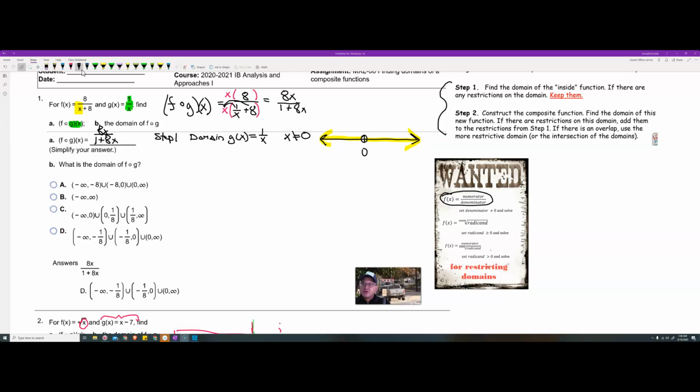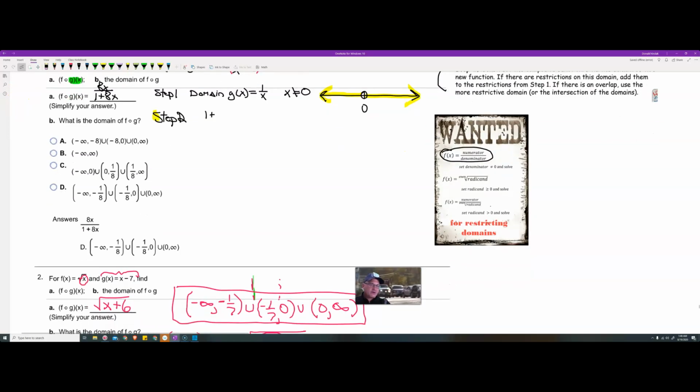Step 2, construct the composite. We already did it. Find the domain of this new function. So let's do that. There's my composite. It's just like the last one. It's got a denominator that has a variable in it. So I'm going to take that denominator and say that it can't equal 0. So 1 plus 8x. I want to find the domain of my composite function here.